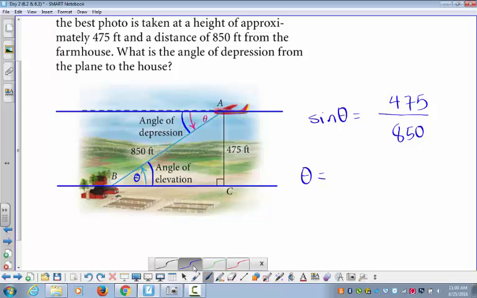So theta, here's where we were talking a little bit about inverse functions before. Trigonometric functions have ratios as their values, and we would have to use an inverse trigonometric function to find an angle from a ratio. So a trig function of an angle gives a ratio. An inverse trig function of a ratio gives an angle.